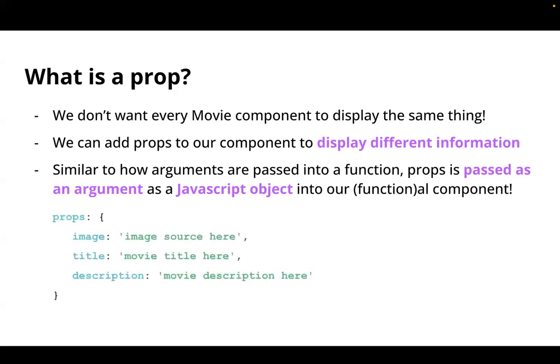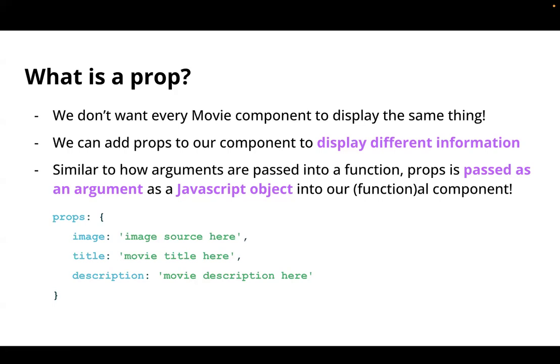So this is how a prop would look. If you came to our last workshop, you'll be able to tell that this is in the form of a JavaScript object. Specifically, it has a name called props, and it has a couple of key-value pairs. The keys are image, title, and description, and the values are the image source, the movie title, and the movie description.